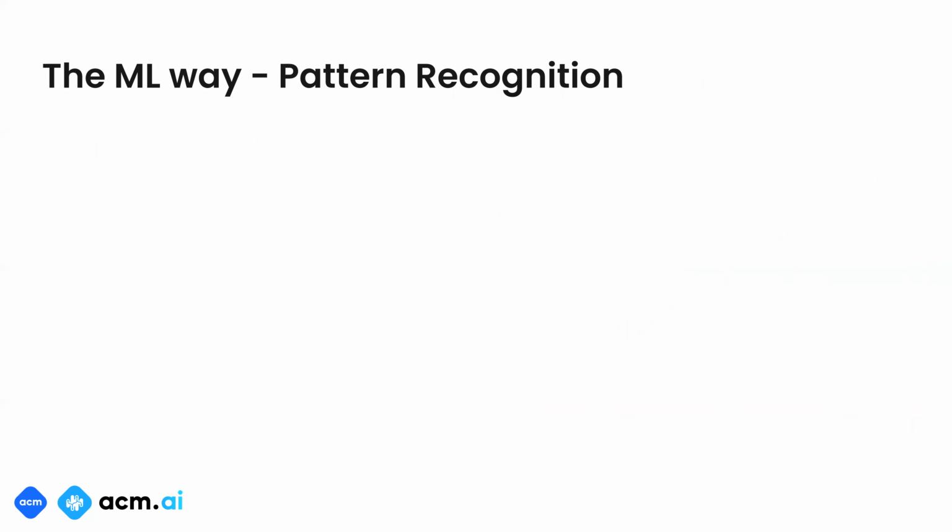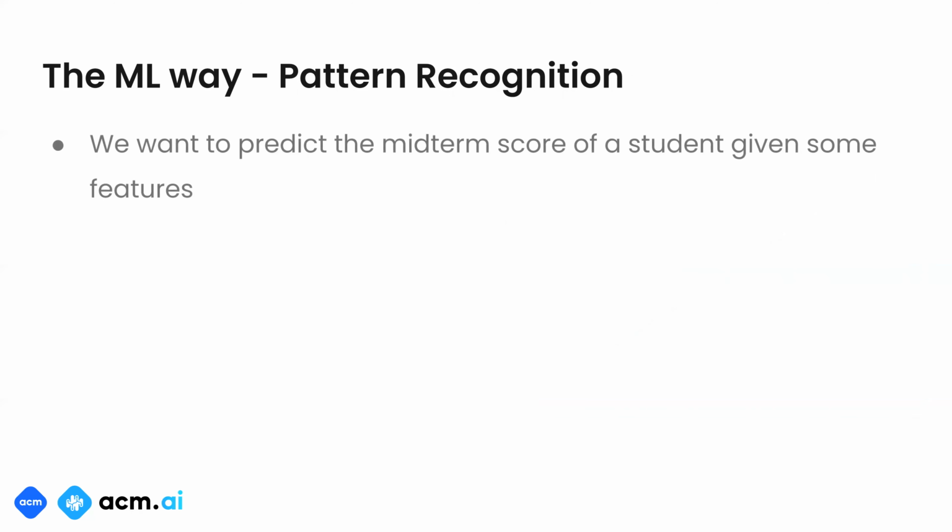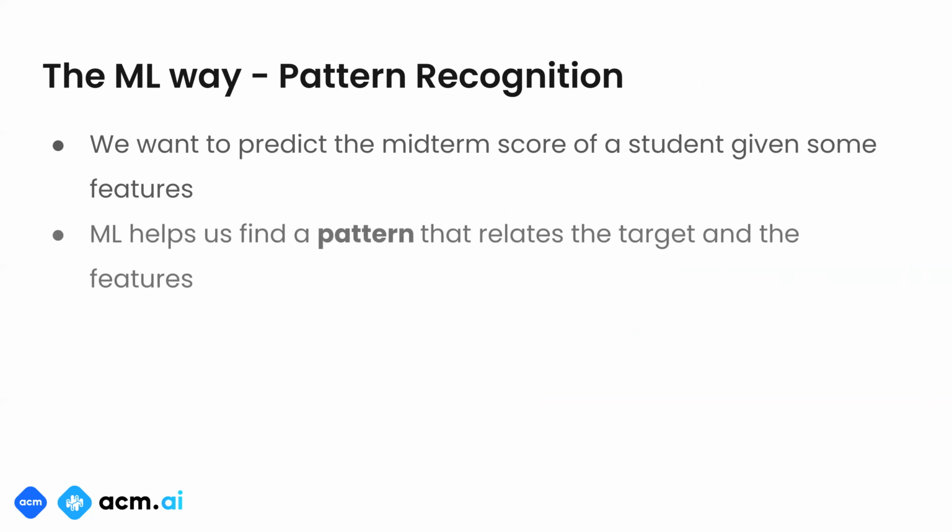Okay. So what we want to do now is predict the score given some features, right? And what ML is going to help us do is find that. Let's change the picture actually. What ML is going to help us do is find the slope parameter and the bias parameter.